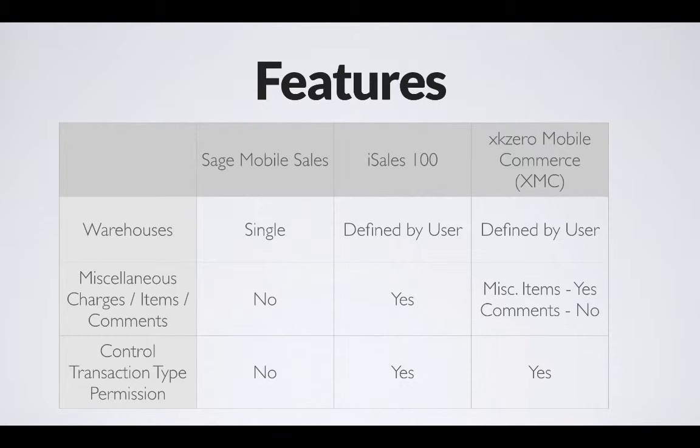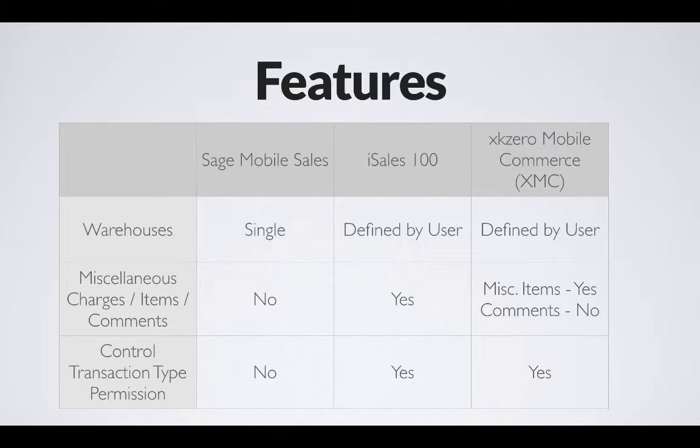In terms of warehouses, Sage Mobile Sales treats everything as a single warehouse. So you can see quantities, but the quantities you're seeing are across all warehouses. With iSales and with XMC, it's different. With iSales, I can provide access to a single warehouse or to several warehouses, by user. It's a similar type of thing on the XMC side. So we have a lot more control by warehouse with the xkzero products.